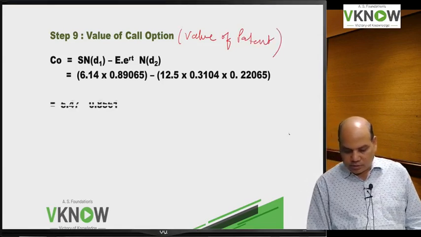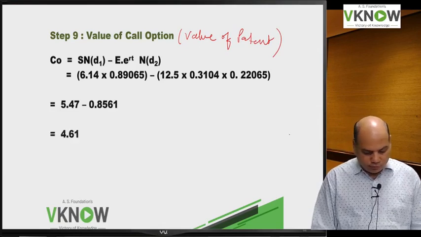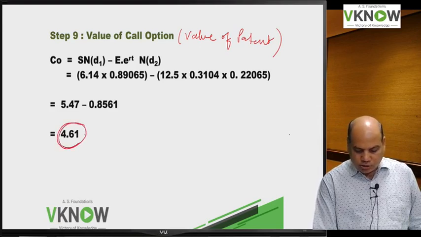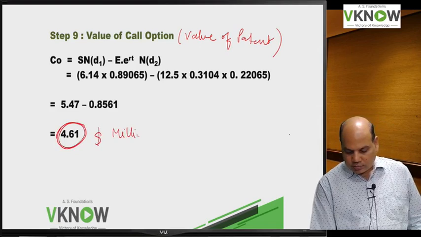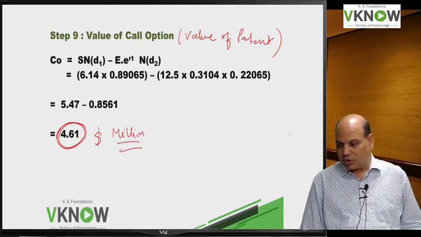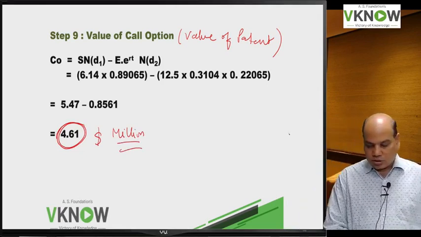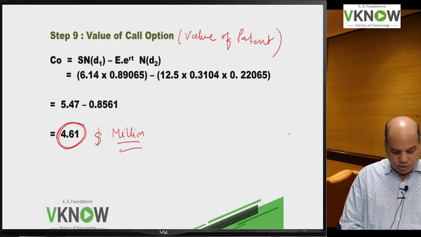Now the answer is, check the answer, 4.61. If you look at the institute answer also, finally the institute answer is also the same. We have just changed some calculation presentation. The logic is the same. If the logic is the same, the answer will also be the same. $4.61 million.